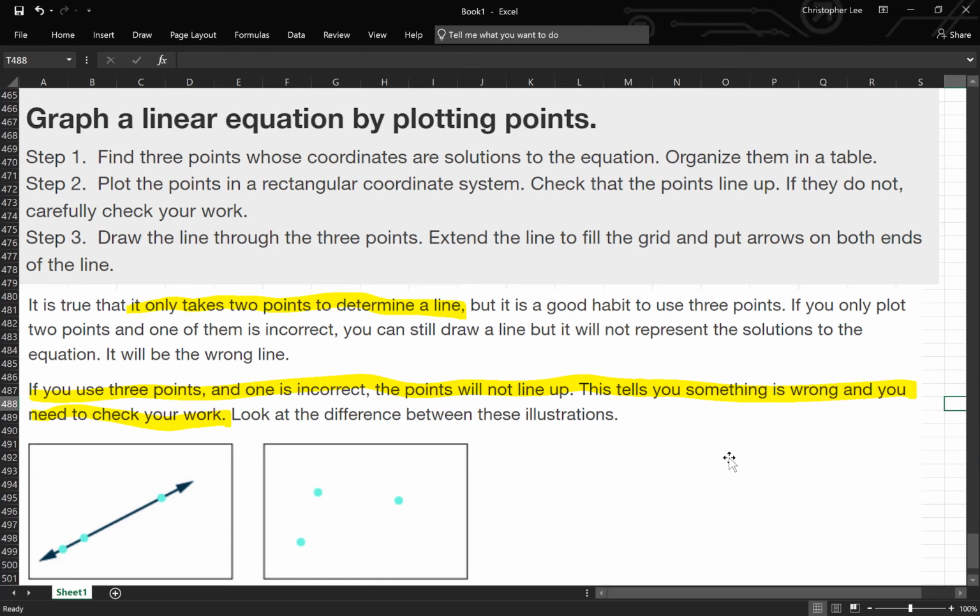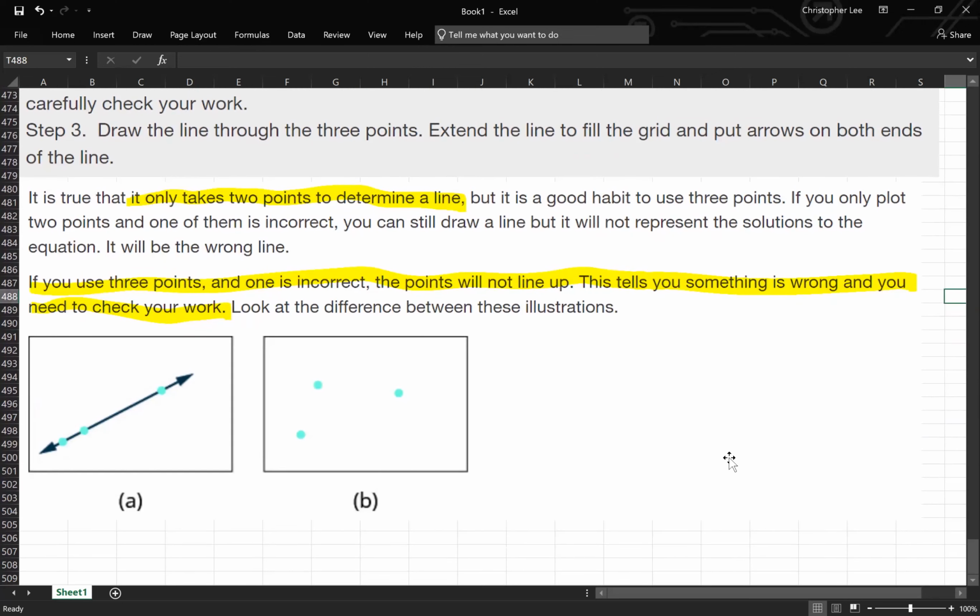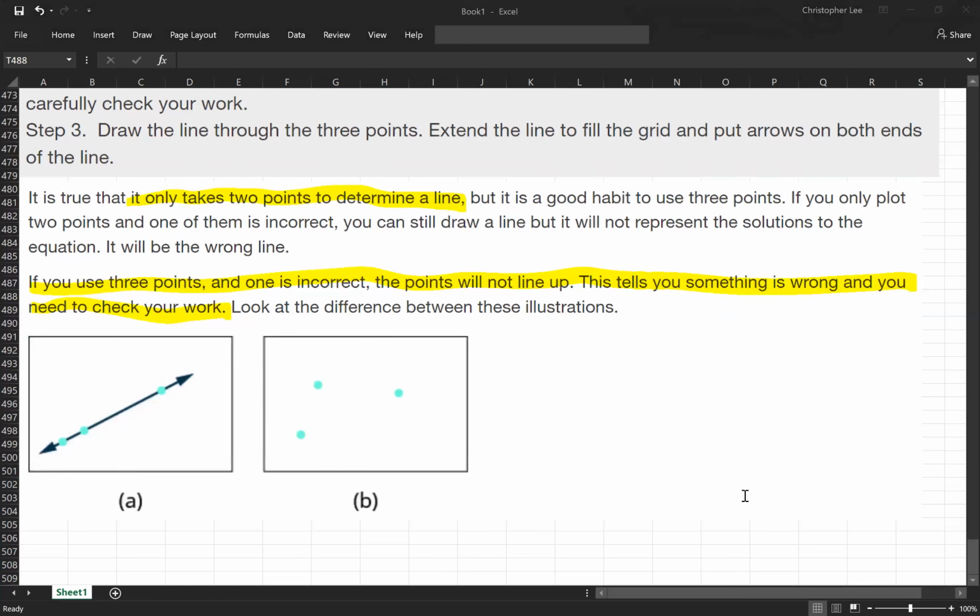So look at the differences between these illustrations. So you see at A, right? I have 3 points. They all fall on the line, so I know that I did everything right. But you see how B is kind of like, for lack of a better term, scattered, right? So something went wrong there. One of the points or 2 of the points that I did the math on didn't work out so great. So I have to look back at them and try it again. Right, it should be a straight line.